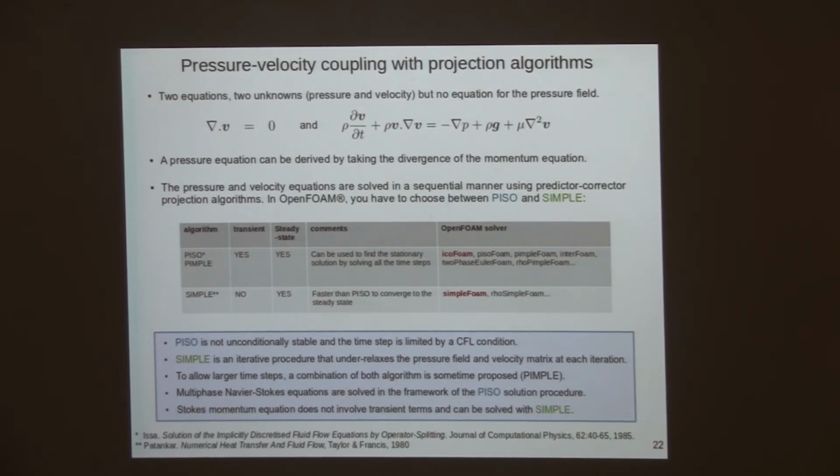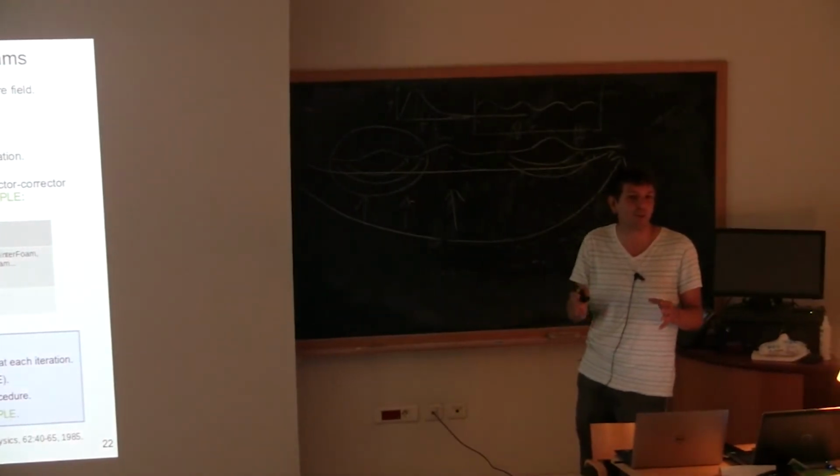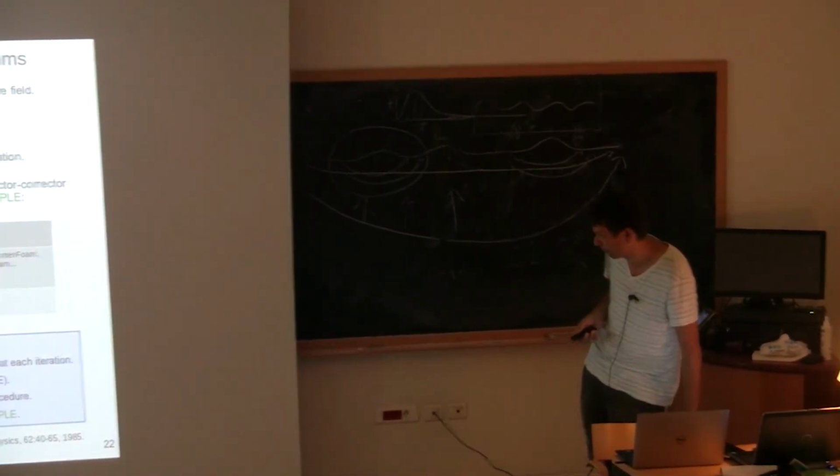If you want to use a Stokes flow, you see that in Stokes, we remove the time derivative. Because we remove the time derivative, it's a steady state problem, so you can use the SIMPLE algorithm, and it will converge faster to the solution. Most of the time, when you want to compute just the permeability of a rock sample, you use the SIMPLE algorithm because you solve the Stokes equations.